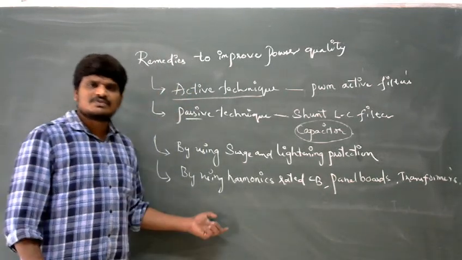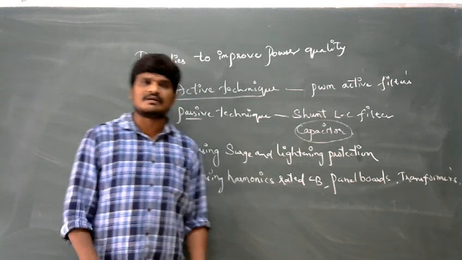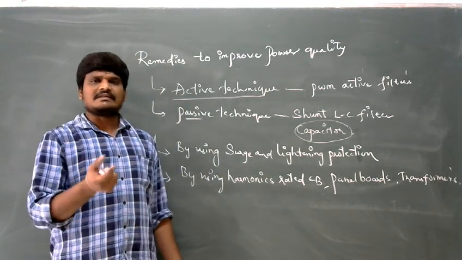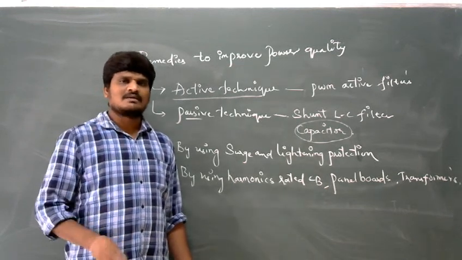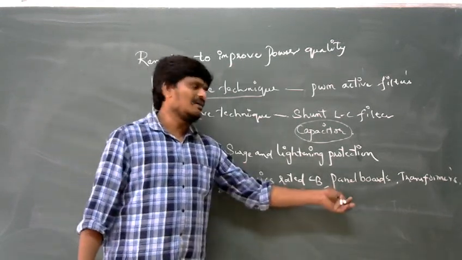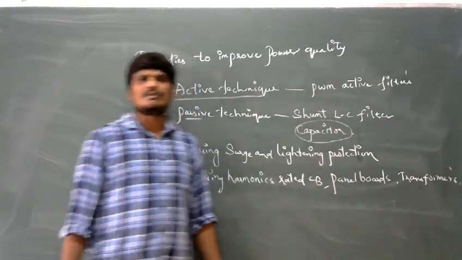This is one more technique which we use to improve the quality of power. That is usage of what? Usage of harmonics rated CB. CB is nothing but a circuit breaker. So you need to design a circuit breaker according to the capacity of that particular current. And you need to design different panel boards, and also you need to design a transformer in order to improve the power quality.